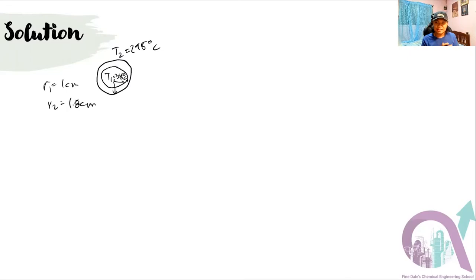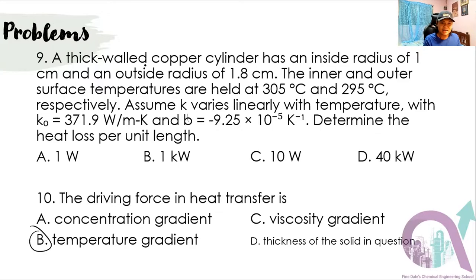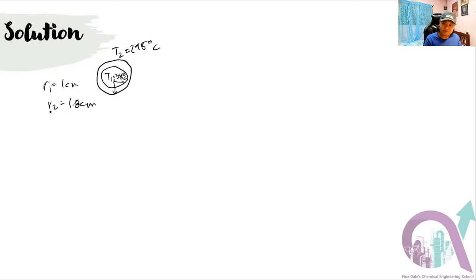So we are transporting heat. So what equation should we use? This is specific because it's a copper cylinder. So we have an equation for that, found in equation 5-7. So this is the equation. We have T1 minus T2 over ln R2 over R1 over 2 pi K.